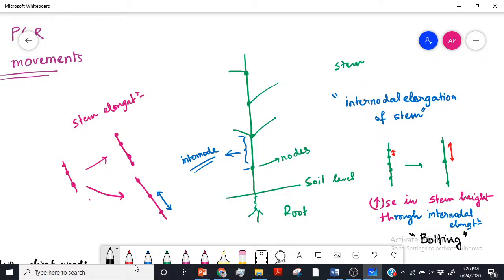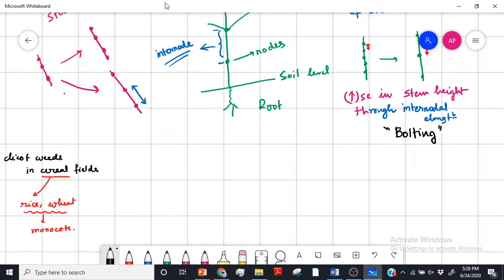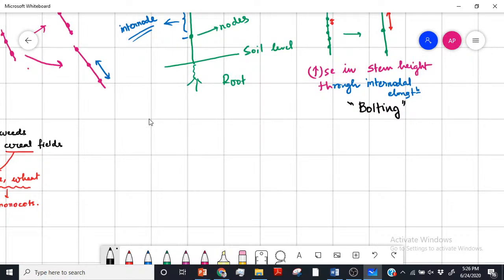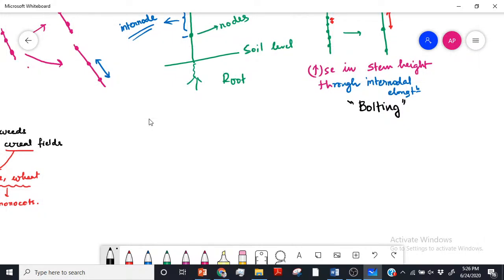So gibberellin does bolting. Now why do you require bolting? For that, let's take another example. There are certain leafy plants like spinach and lettuce. There are plants which are grown for their leaves, like the leafy vegetables that we eat. The plants whose leaves we eat are leafy plants.